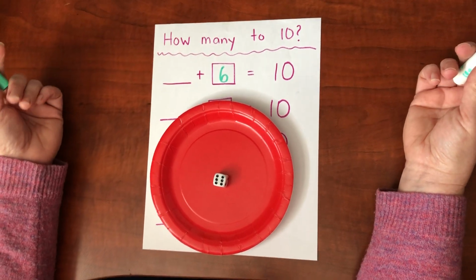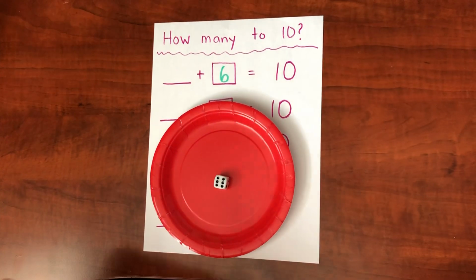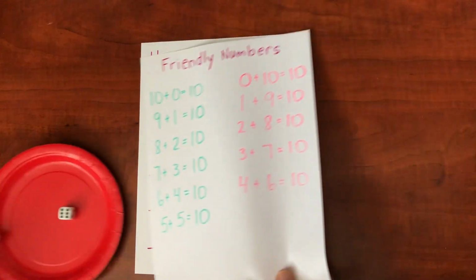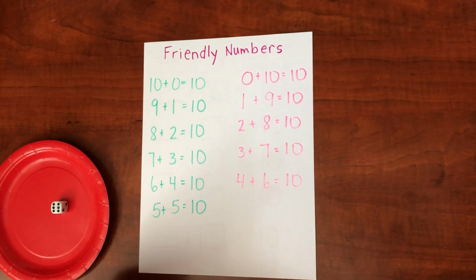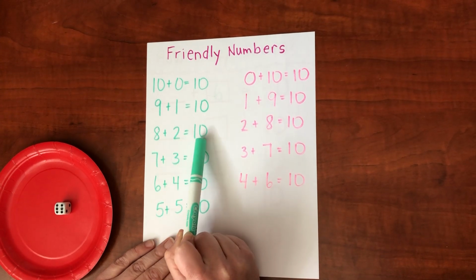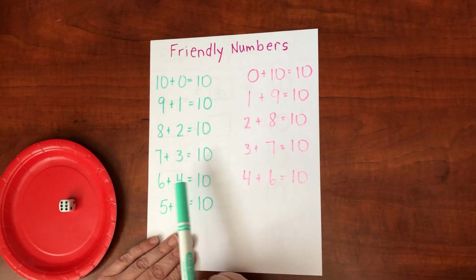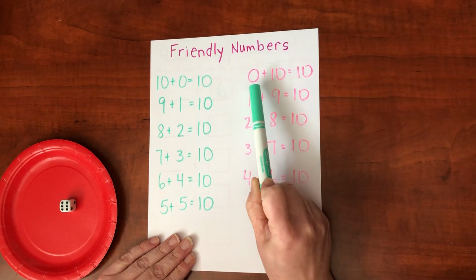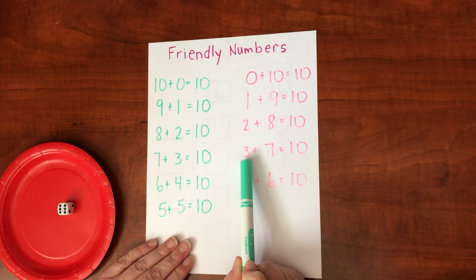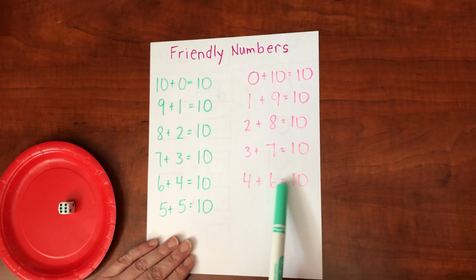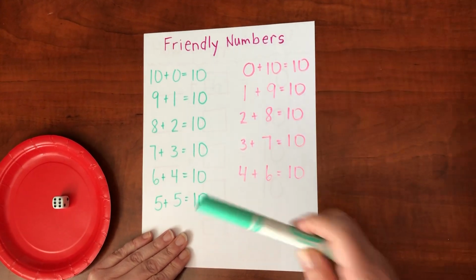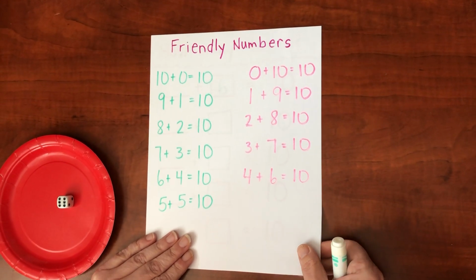So we would think about it, how many to get to 10. If I review my friendly numbers to 10: 10 add 0 is 10, 9 add 1 is 10, 8 add 2 is 10, 7 add 3 is 10, 6 add 4 is 10, 5 add 5 is 10, 0 add 10 is 10, 1 add 9 is 10, 2 add 8 is 10, 3 add 7 is 10, 4 add 6 is 10. So maybe I need to have these written out just to get me started the very first time, just so it's fresh in my mind.